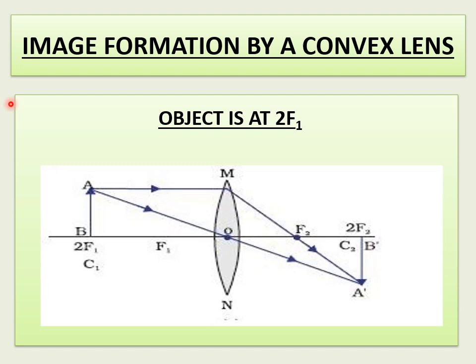So your third condition, what is that? Object is at 2f1. So here this is your lens and this is your optic center, f1, 2f1, f2, 2f2, c2 and this is c1. So you have to consider an object at 2f1. To draw the image characteristics, we have to remember and apply the rules whatever we have learnt already.